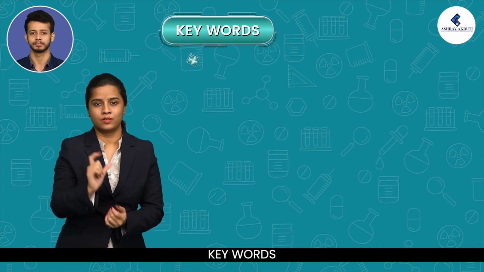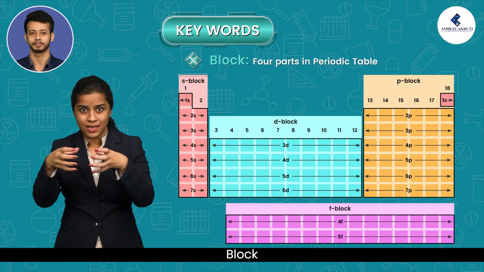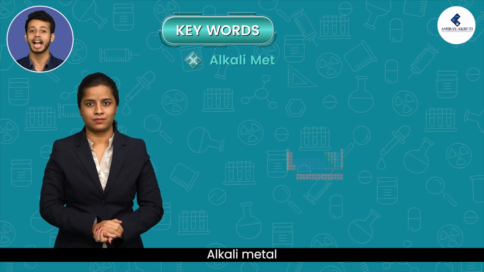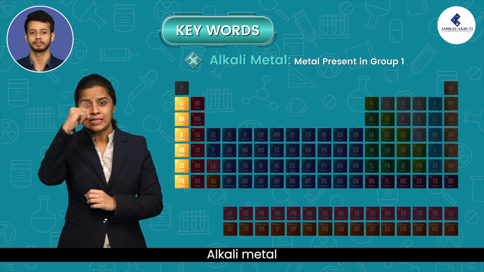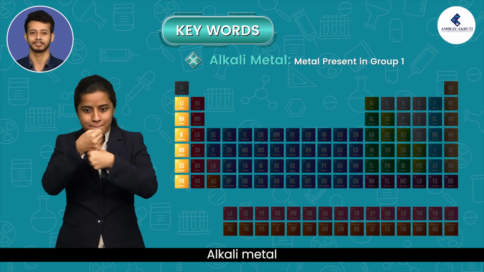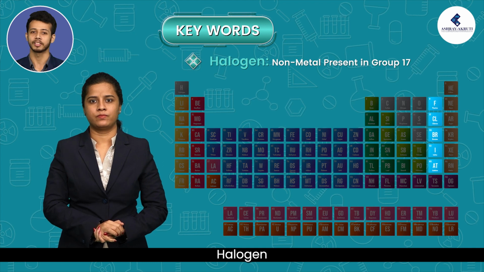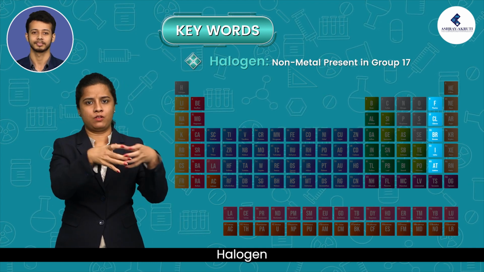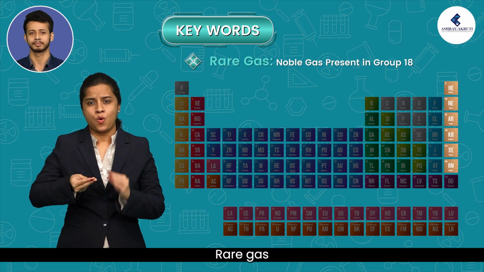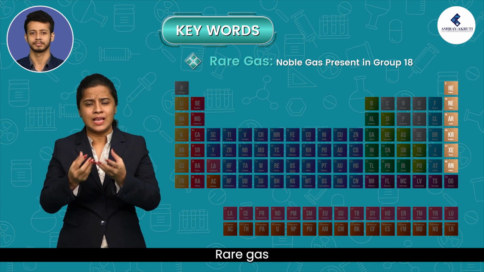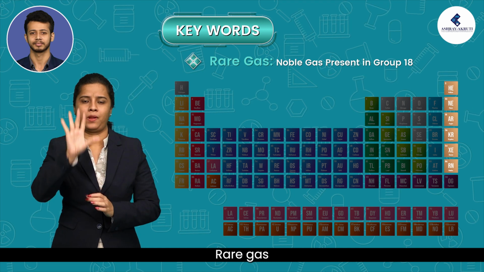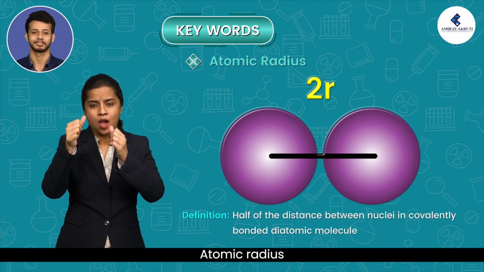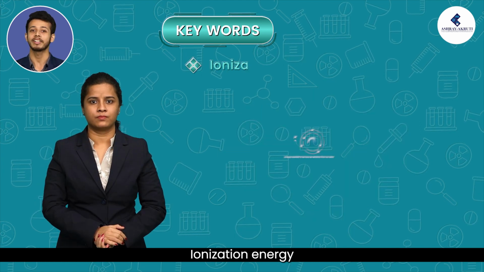Keywords: block, alkali metal, halogen, rare gas, atomic radius, ionization energy.